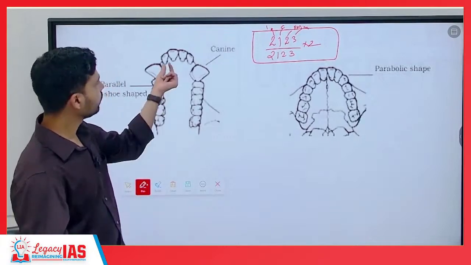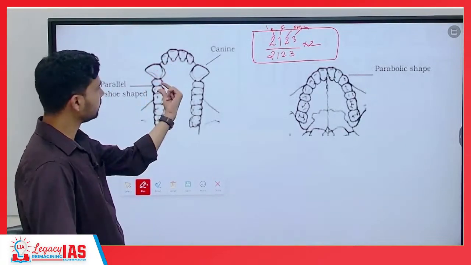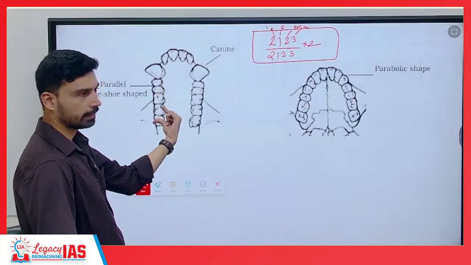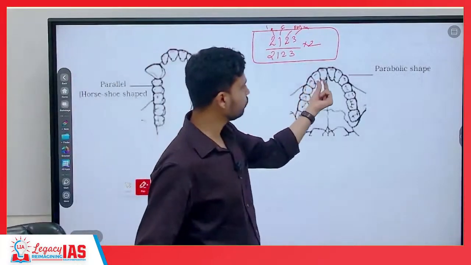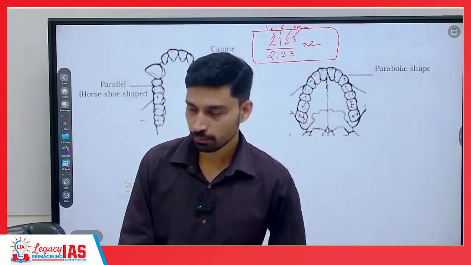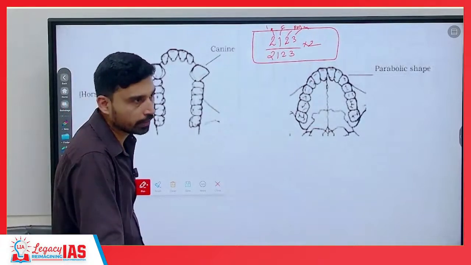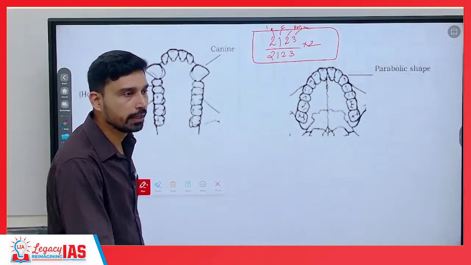In apes, what do we have? This is 2 incisors, this is 1 canine, this is 2 premolars and 3 molars. Humans also have 2 incisors, 1 canine, 2 premolars and 3 molars. Sometimes all the teeth do not erupt in man, because of the requirement.